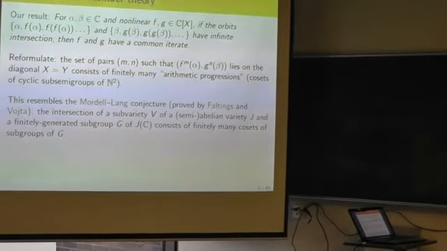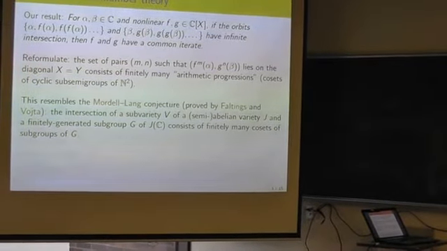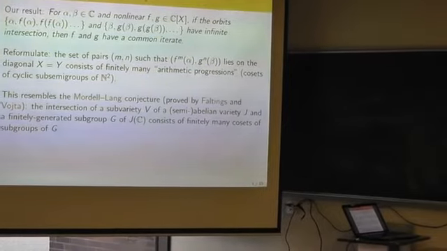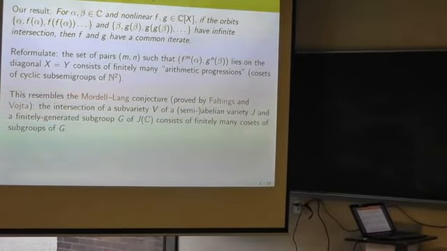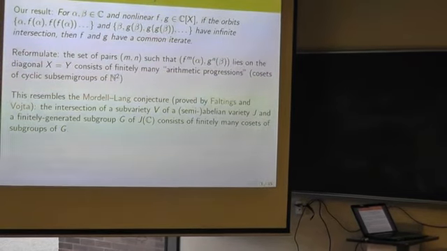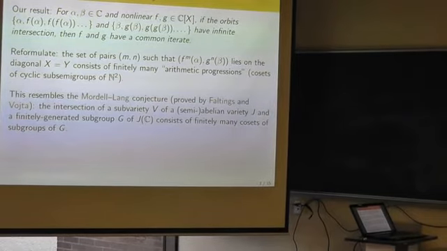Okay, so once it's reformulated this way, it starts to look like the Mordell-Lang conjecture, which is the theorem of Faltings-Vojta. And so one formulation of Mordell-Lang is that if you start with an Abelian variety, so just some nice group variety, an algebraic group that doesn't have any copies of the additive group, and if you take a subvariety and a finitely generated subgroup, then their intersection looks like finitely many arithmetic progressions. It's just finitely many cosets of subgroups.